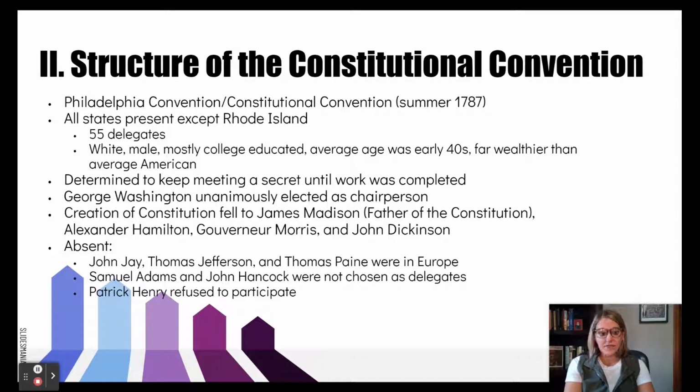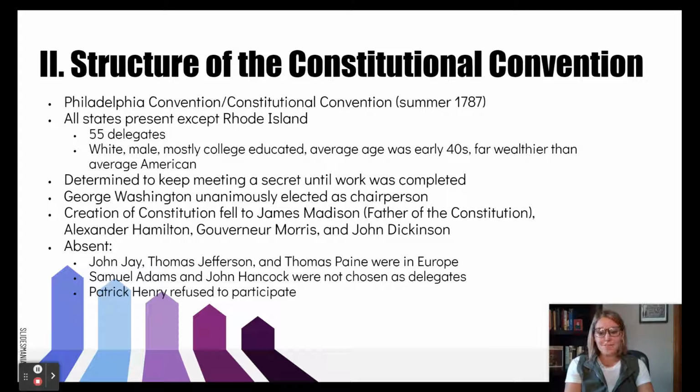We see that all states go except for Rhode Island. Rhode Island is extremely avoidant of any type of revisions that would give more power to the federal government, so they don't send any delegates here. So we have 55 delegates, all white male, and mostly in the higher class of the states. We see mostly college educated, but we do see some pretty major groups that are absent and also some people that were not there.